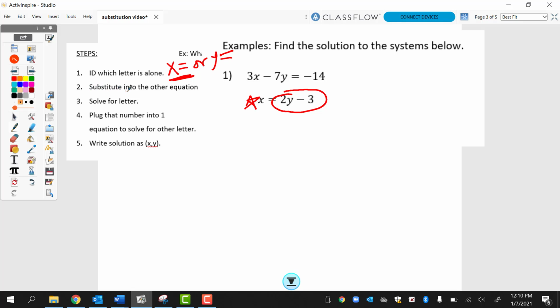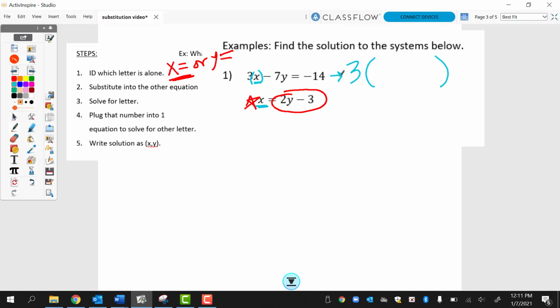Where am I going to substitute it? Well, I'm going to substitute it into the other equation, this first one. Am I going to put it where the X is, or am I going to put it where the Y is? Well, this says X, so I'm going to put it where the X is. So I'm going to rewrite this equation. 3, and I'm going to leave parentheses. I'm not writing X anymore. I'm replacing it with something else.